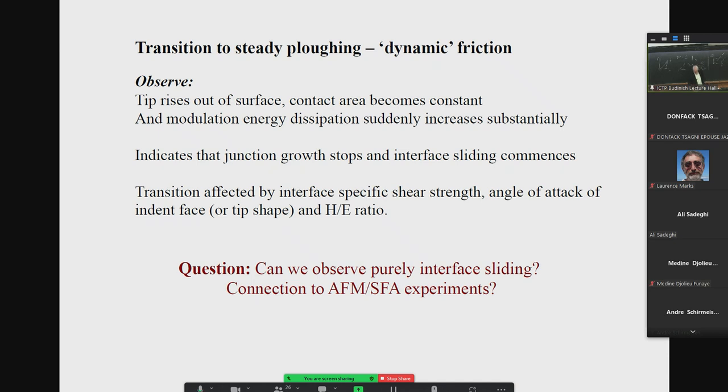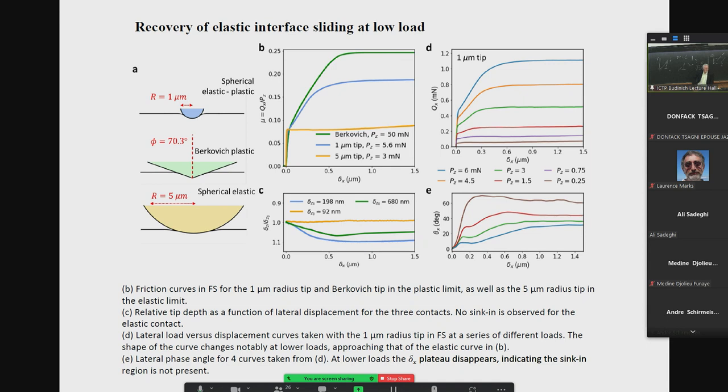The question is, can we scale this down, or rather scale with the radius, and see what's seen in the typical AFM and SFA experiments? And of course, I wouldn't be standing here if we hadn't done that. Okay. So there are three examples here taken from a small radius tip, a Berkovich tip, which of course would be an even smaller radius, and we deliberately chose a much larger radius tip. And you can see what happens here.